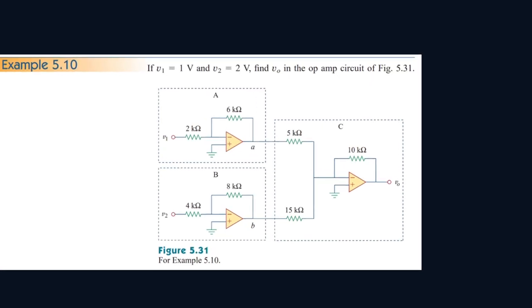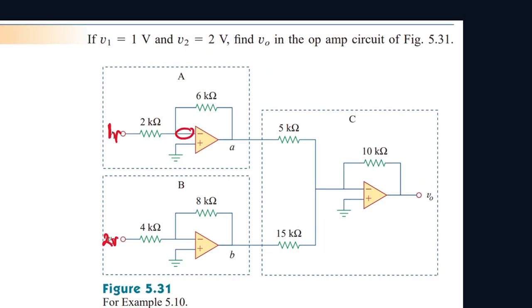Okay, so for the following circuit here, we have to solve for VO. We're told that V1 is 1 volt, so we'll replace that with 1 volt, and V2 is 2 volts. These are ideal op amps, so the current here and here, and here and here will be 0, and the same with the current here and here.